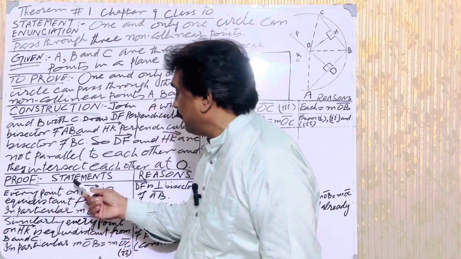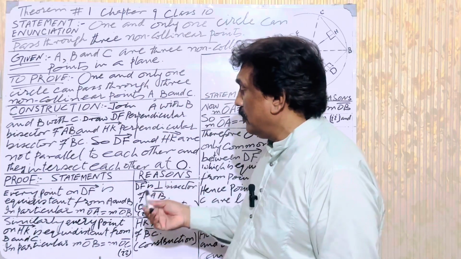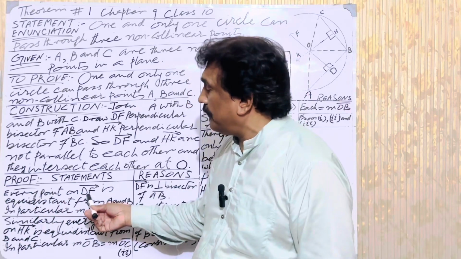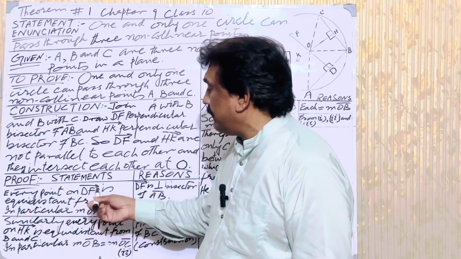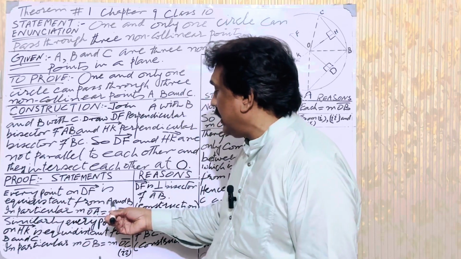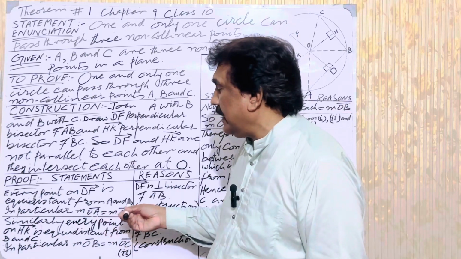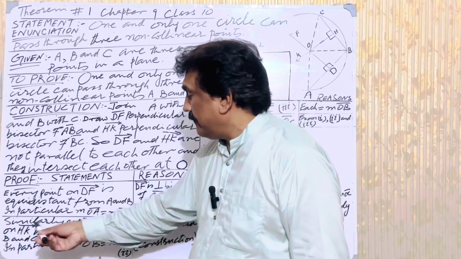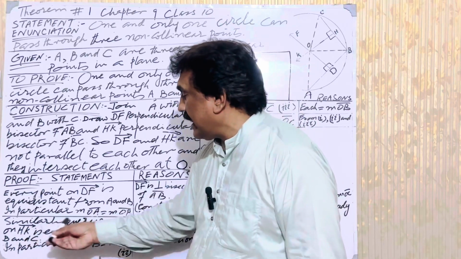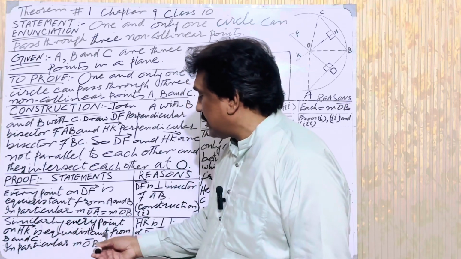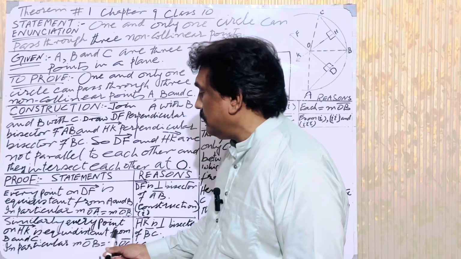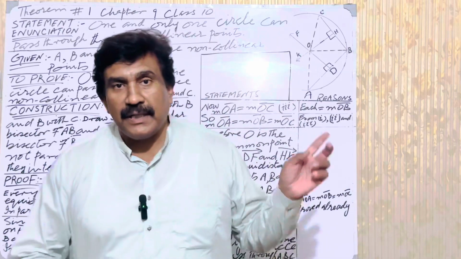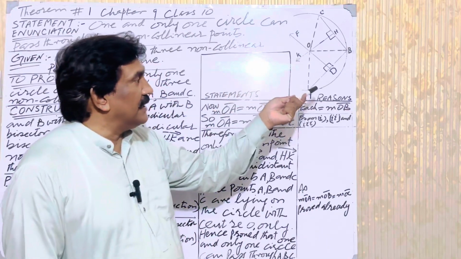Very important part, proof. It has statements and reasons. Look at this. Every point on DF, what was DF? Perpendicular bisector of AB. Every point on DF is equidistant from the end points A and B of the line segment AB. In particular, OA will be equal to OB. Similarly, we take any point on the perpendicular bisector of BC, HK is the name, then OB will be equal to OC. I'm going to explain it on the figure, then it will be very easy.